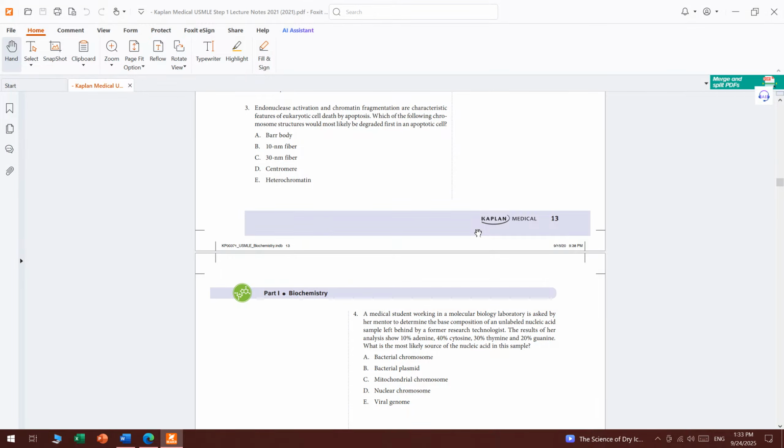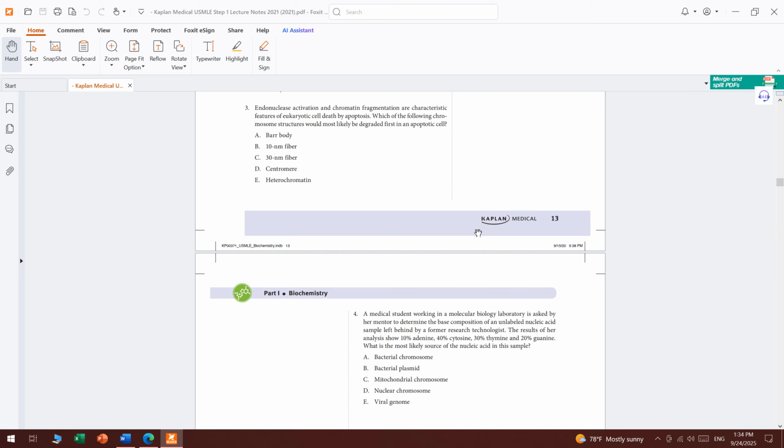4. A medical student working in a molecular biology laboratory is asked by her mentor to determine the base composition of an unlabeled nucleic acid sample left behind by a former research technologist. The results of her analysis show 10% adenine, 40% cytosine, 30% thymine, and 20% guanine. What is the most likely source of the nucleic acid in this sample? A. Bacterial chromosome, B. Bacterial plasmid, C. Mitochondrial chromosome, D. A nuclear chromosome, E. A viral genome.